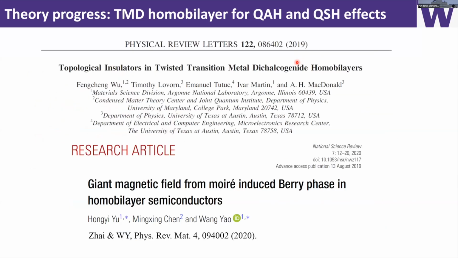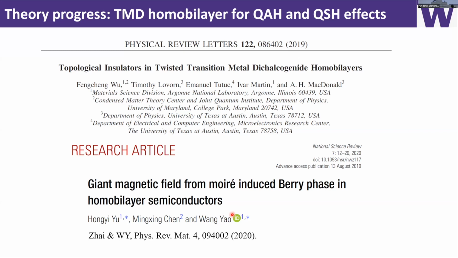Our work is motivated by these two beautiful theory works. The first one is from Allan MacDonald and his collaborators at UT Austin. This paper pointed out that a flat Chern band can be realized in twisted MoTe2, and at filling factor -1, for example, you will see this quantum anomalous Hall effect. The other one is from my collaborator, Wang Yao. This paper explains where this topology comes from in twisted MoTe2.